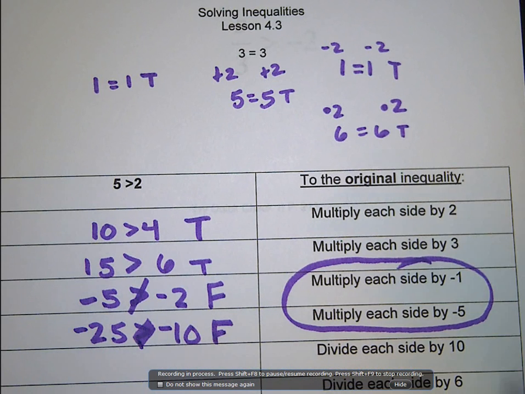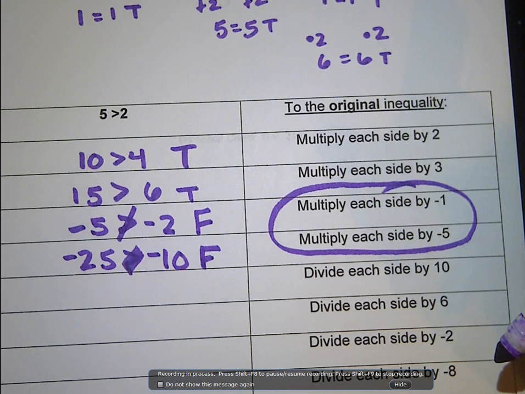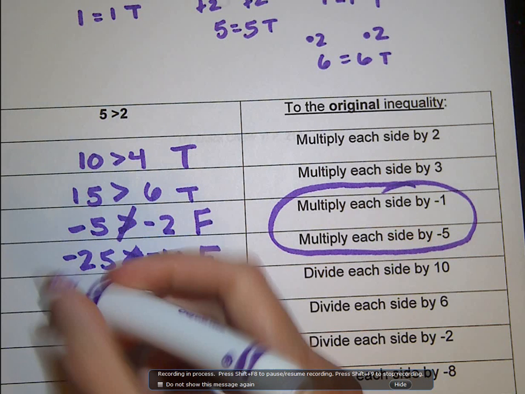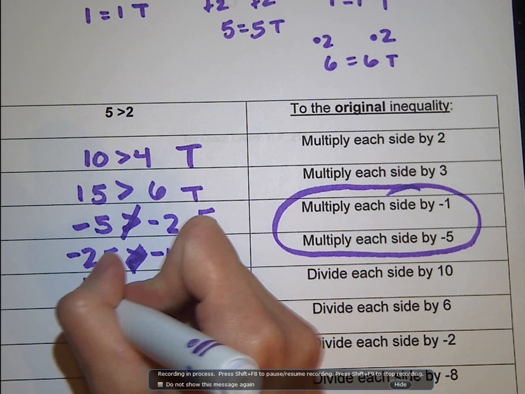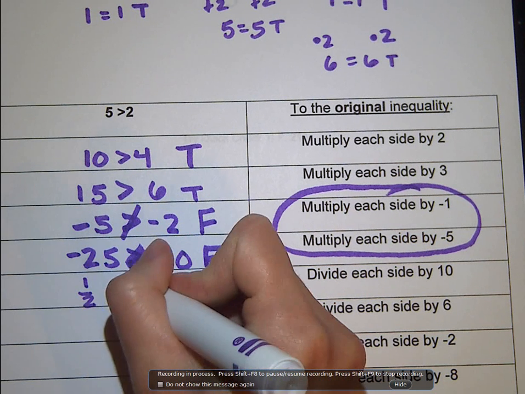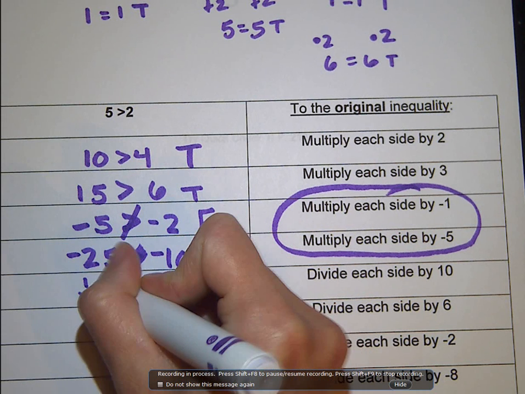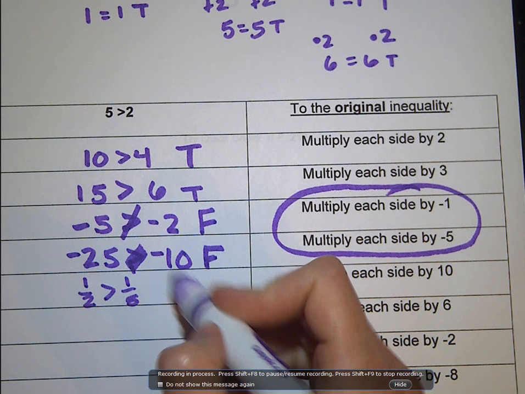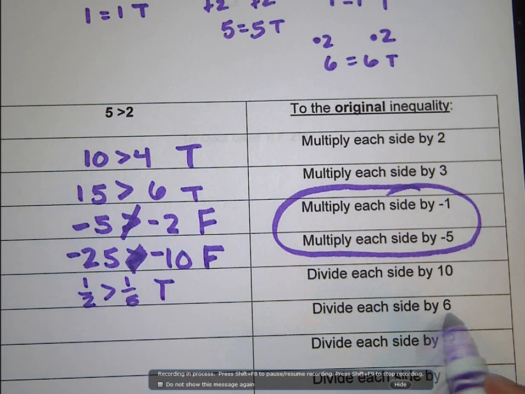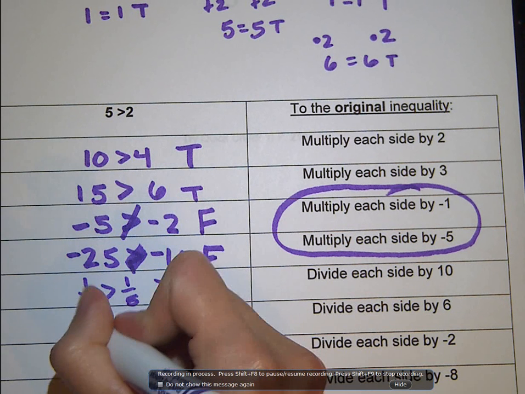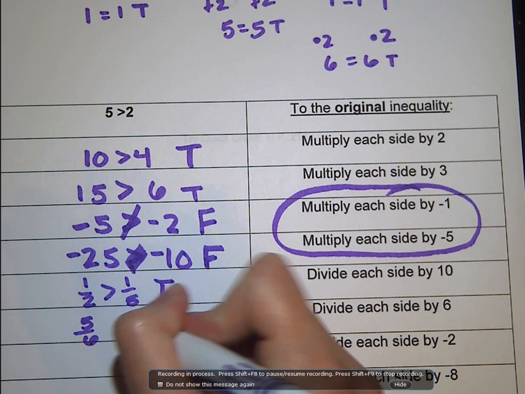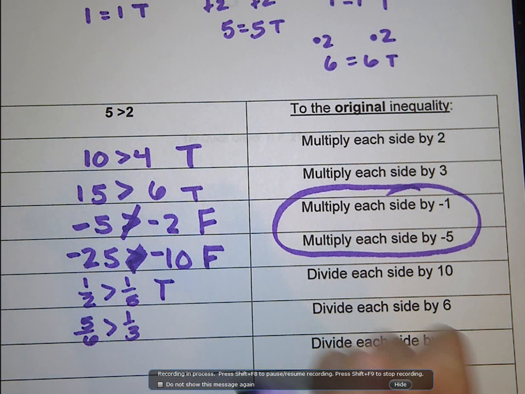Let's look at what happens when we divide now. Let's say I divided each side by 10. Well, 5 divided by 10 is a half, and 2 divided by 10 is a fifth. Is it true that a half is greater than a fifth? Yep, that stayed true. How about if I divide each side by 6? That would be 5/6, and 2 divided by 6 is a third. Is 5/6 greater than a third? Yep, that stayed true also.